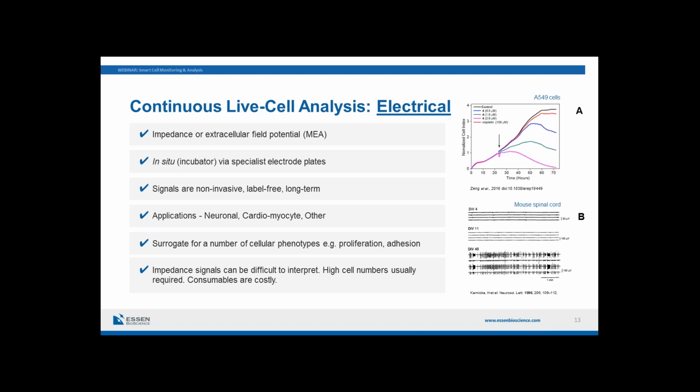The lower panel shows some measurements from a multi-electrode array of extracellular field potentials in mouse spinal cord. During the first couple of weeks of these cultures you don't detect much electrical activity in this paradigm, but if you leave the cells long enough they will start to communicate with each other, and using extracellular field potentials you can start to measure these synaptic evoked action potentials in these spinal cord neurons, and you can do this for weeks and weeks on end using the appropriate technology. Okay, so that's the electrical approach.